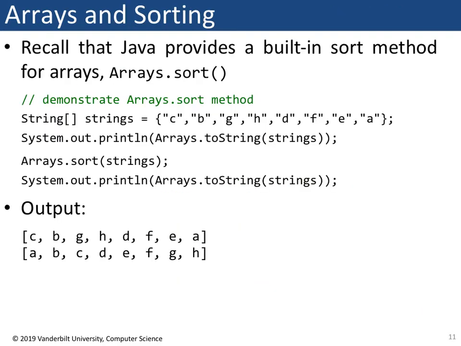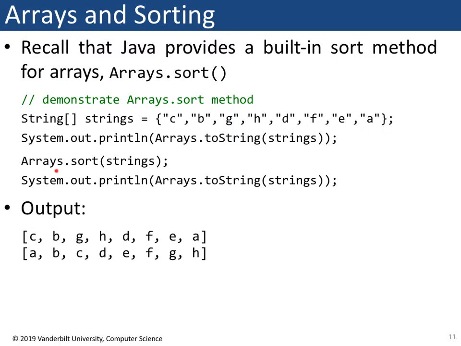So we've talked about that Java has this Arrays.sort method built into the Arrays class. So if we declare some array called strings, so this is an array of type String, so each element of this array is a string, and we print this array using the toString method, we'll see exactly what we typed in, CBGHDFEA. It's exactly how we typed it in and initialized it.